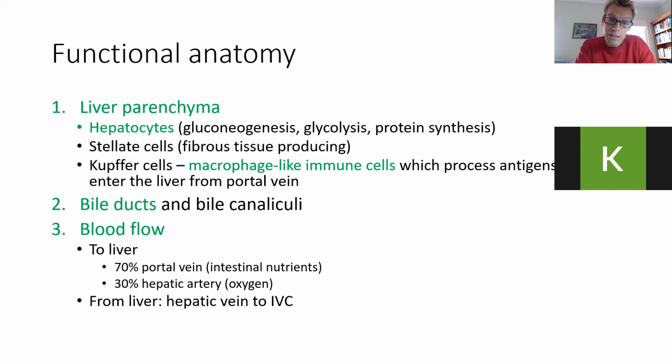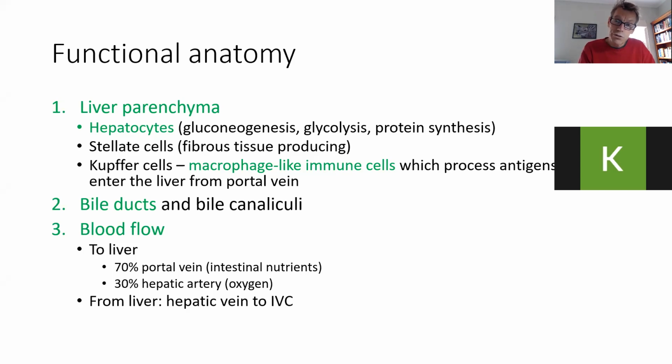So there's the liver parenchyma, and the next part of the liver is the bile ducts. The bile ducts, of course, drain bile from the hepatocytes back into the gastrointestinal tract. And then the third component of the liver is blood flow. It's really important to understand that 70% of the blood flow to the liver comes in the portal vein, and that comes from the intestines.